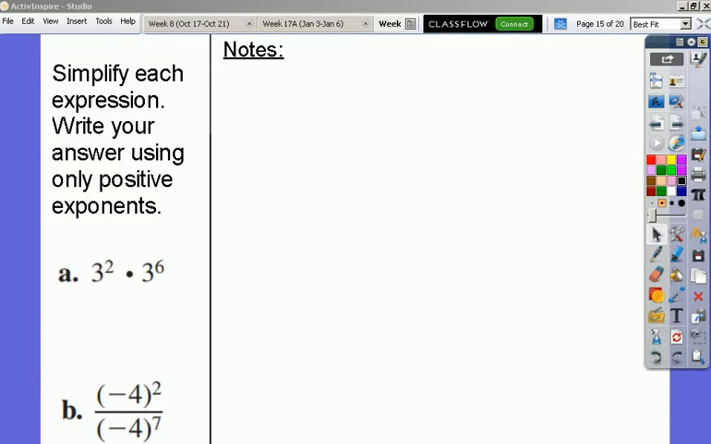Simplify each expression, write your answer using only positive exponents. The first one, what will I do with the 6 and the 2? Multiply that. Are you combining them? You combine them by addition, right? So you want to add them together.